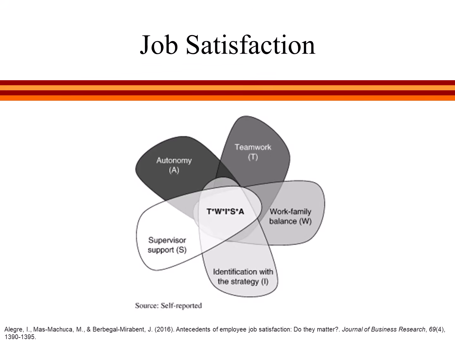Several studies have investigated different antecedents or predictors of employees' job satisfaction. The specific antecedents will likely vary somewhat from job to job and from person to person. However, Allegre and colleagues have identified several domains relevant for job satisfaction more broadly, which you can see here on this slide. These include things like support from supervisors, personal identification with the company's mission and strategy, and work-family balance.